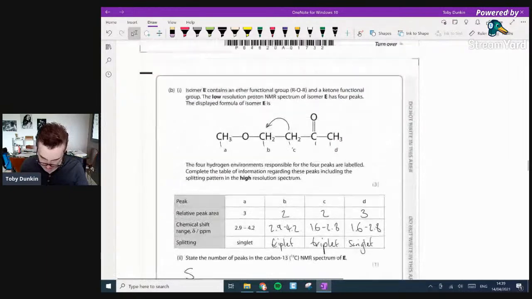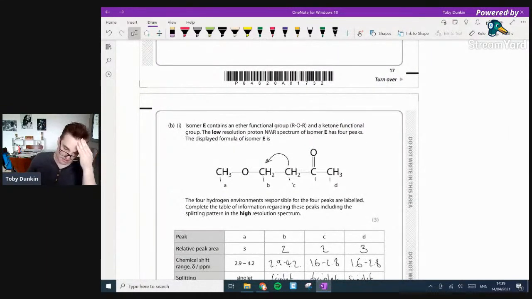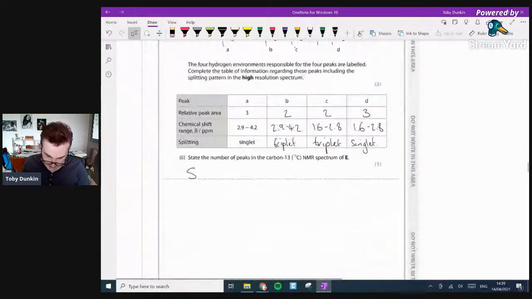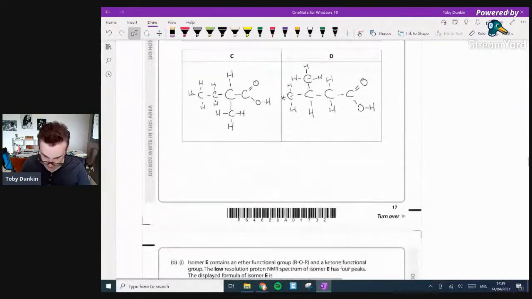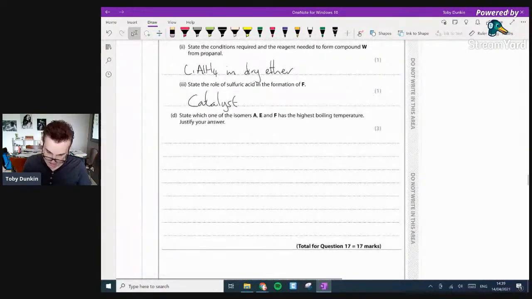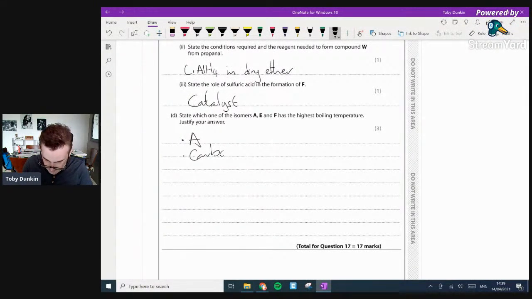That was E. Okay, no hydrogen bonding. So the answer is the carboxylic acid. A shows hydrogen bonding, all the rest don't. So justify your answer: the answer is A. Carboxylic acids show hydrogen bonding.